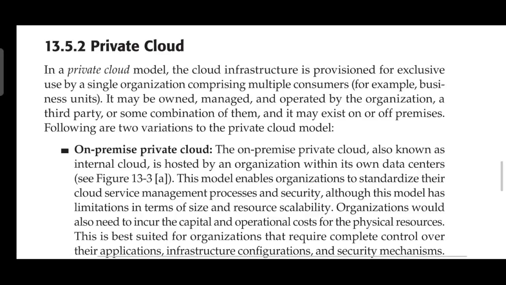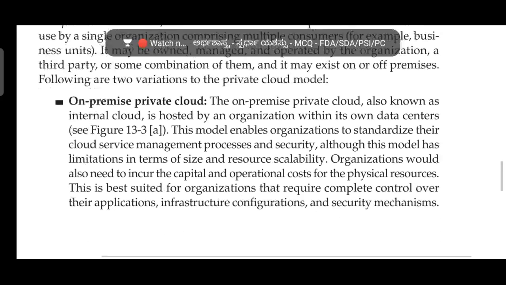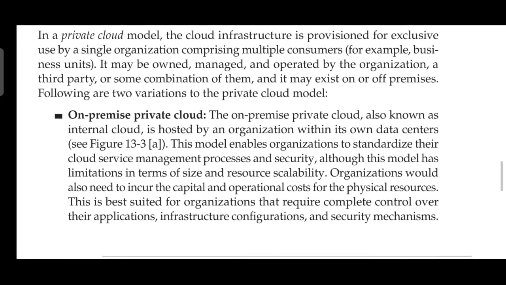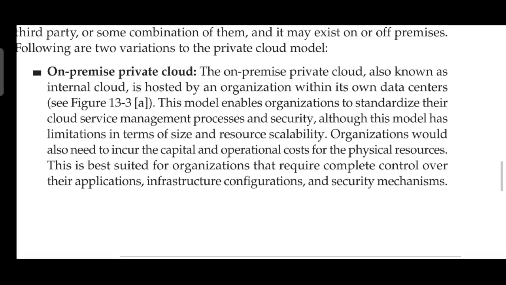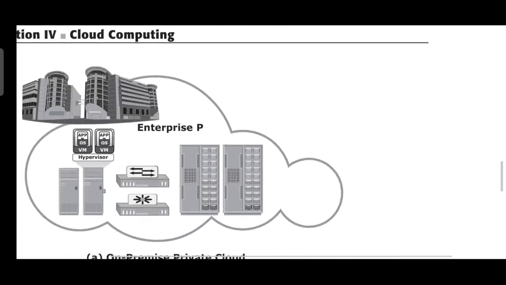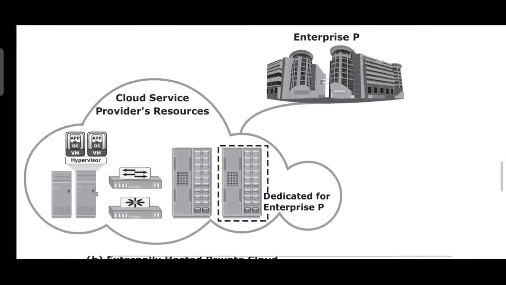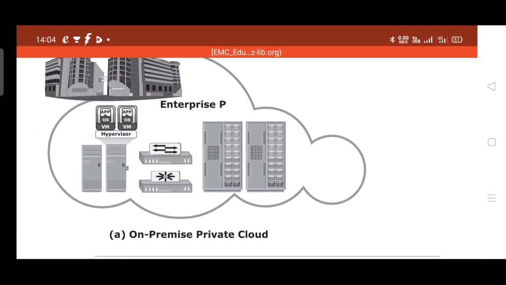So next is about the private cloud. In a private cloud model, the cloud infrastructure is provisioned for exclusive use by a single organization comprising multiple consumers. So there are two types of private cloud available: on-premise private cloud, and the second one is the externally hosted private cloud. What is on-premise private cloud?